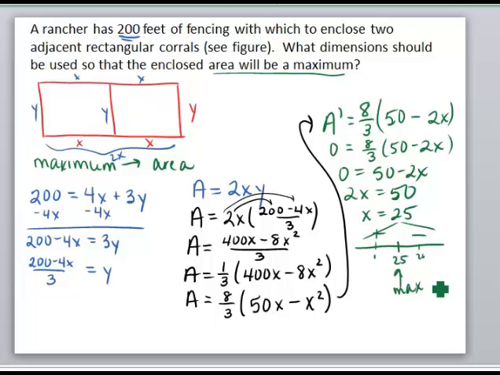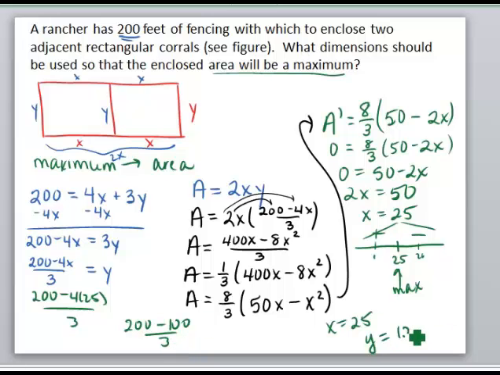The question will ask you to find the dimensions. So the x dimension is 25, and we're yet to find the y dimension. We're going to find the y dimension by plugging it back in right here. So when I plug that in, I get 200 minus 100 over 3, which gives me a y value of 100 over 3. Those would be the two dimensions that give us the maximum area.